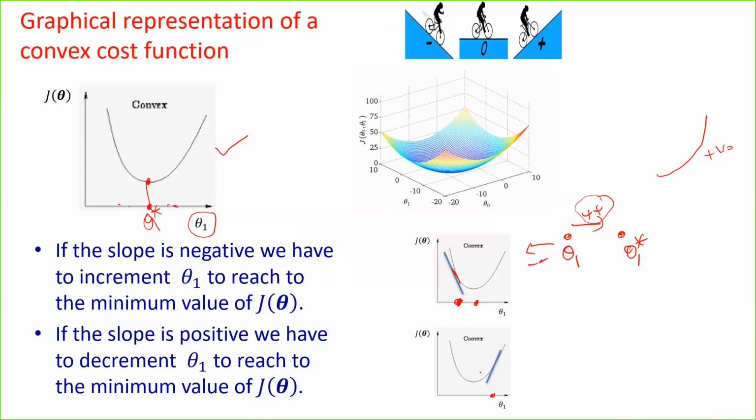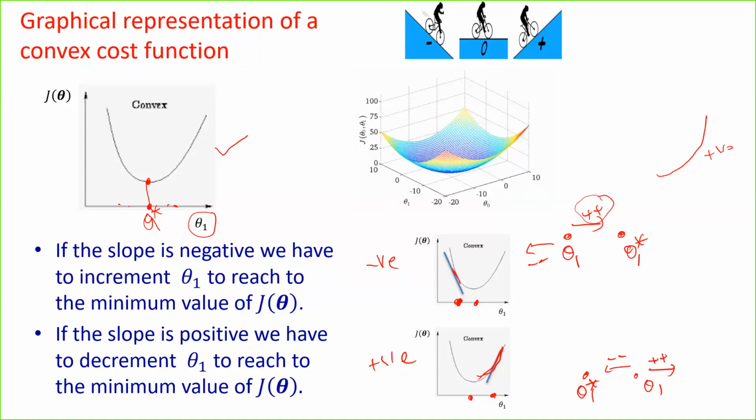What is the slope of the function here? Is it a positive slope or a negative slope? Positive. This is a positive slope. So your current theta 1 is this, and the optimal theta 1 is here somewhere, right? So do I have to increment or decrement to reach the optimal point?